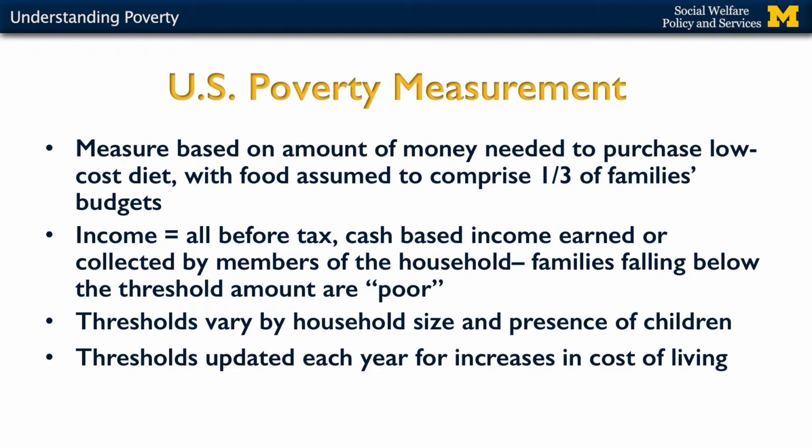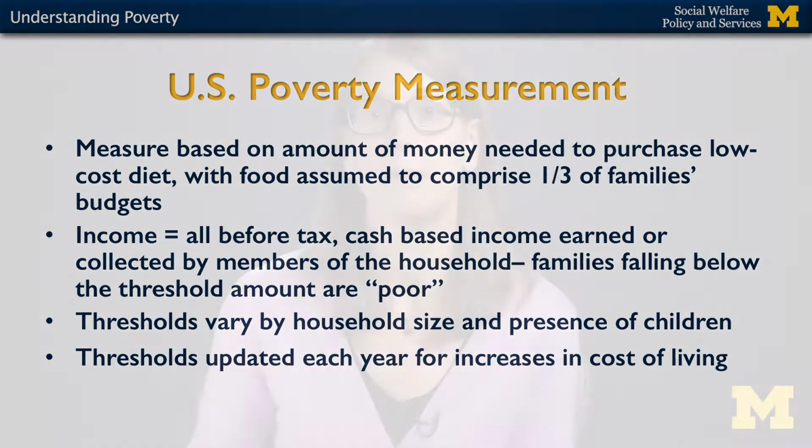She then looked at all the income that families had coming into their house, and the U.S. poverty measure considers income to be all before-tax, cash-based income that's earned or otherwise collected by members of the household. That income is tallied up and then compared to what the poverty threshold is for a family of that size. And again, a family that has 2 individuals living in it has a different poverty threshold than a family that has 3 individuals living in it. A household that has 2 adults and 1 child has a different poverty threshold than a family that has 1 adult and 2 children. Each year, those thresholds get adjusted for increases in cost of living, but other than that, there's no other adjustments made.